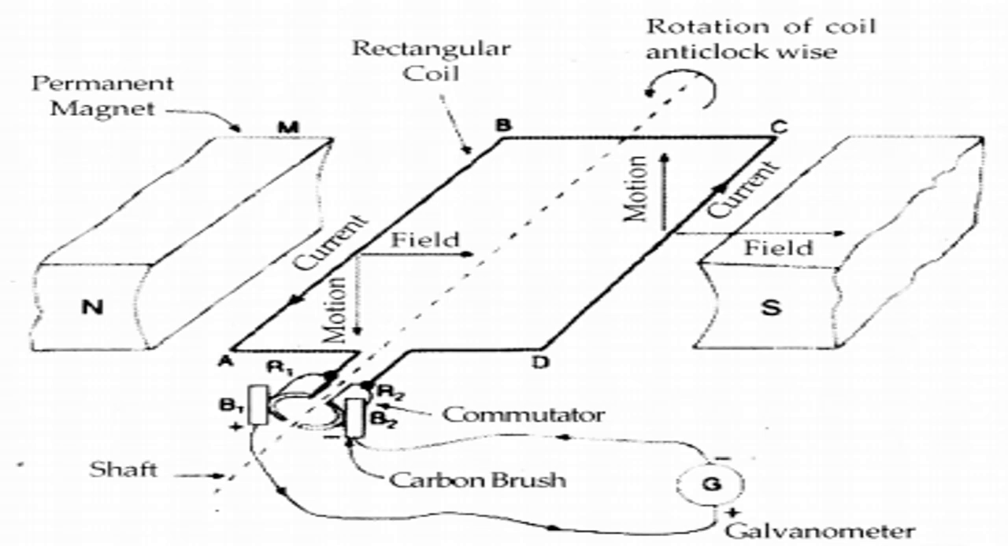These carbon brushes collect the current from the commutator. The current flows through the galvanometer, which is connected externally. Current flows from the plus sign to the minus sign. Hence we can determine here the direction of induced EMF by Fleming's right hand rule.